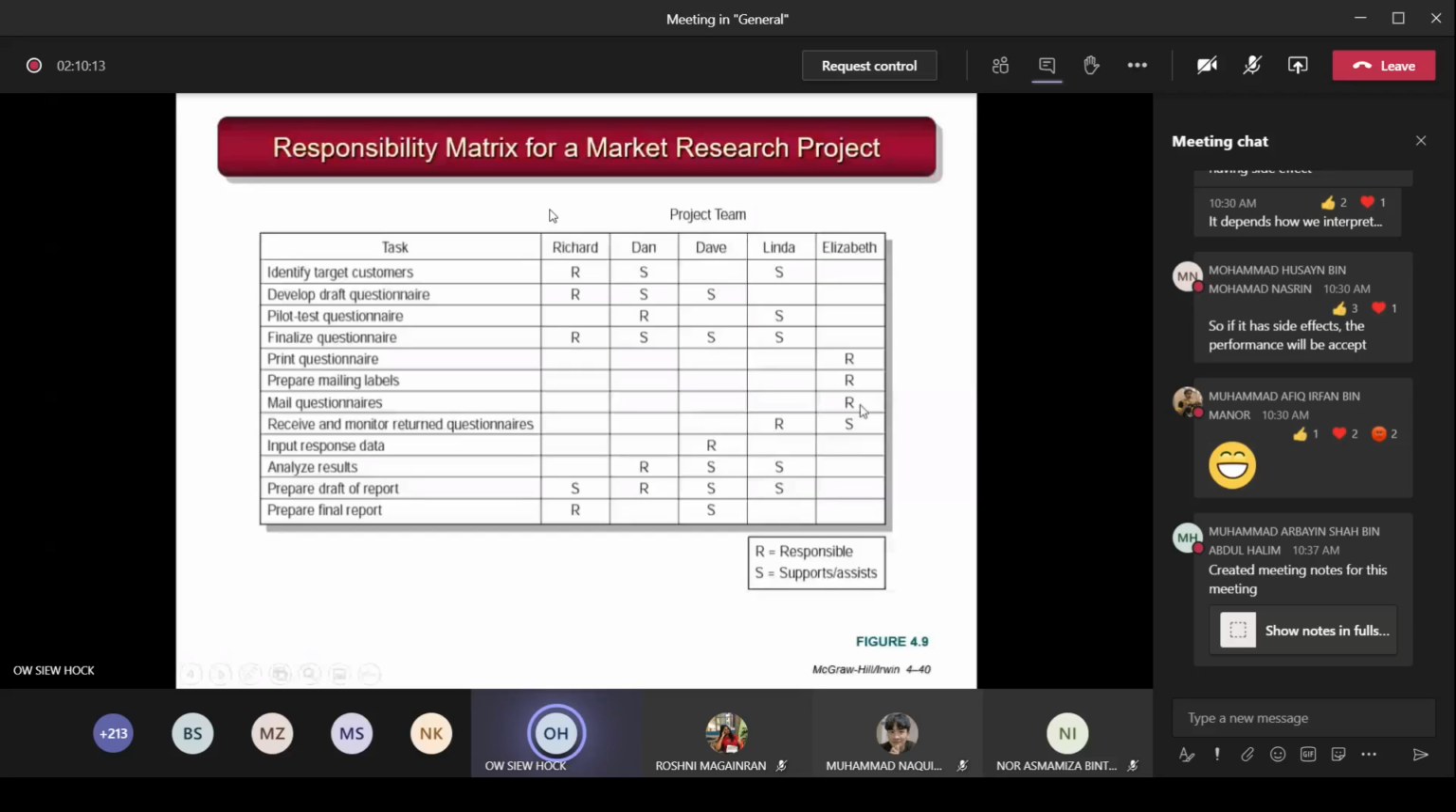So you have one R, and I also want to check whether the work is allocated equally. Not Richard having all the R's and the others all the S. This is very bad. If one person gets all the R and the others don't have any R, what is the implication? It shows that R is someone who is very capable and can do a lot of things.